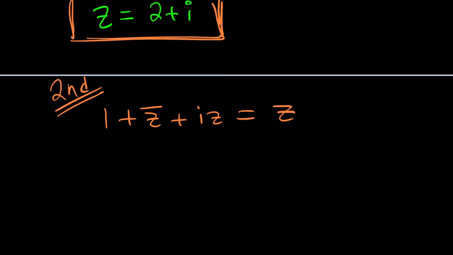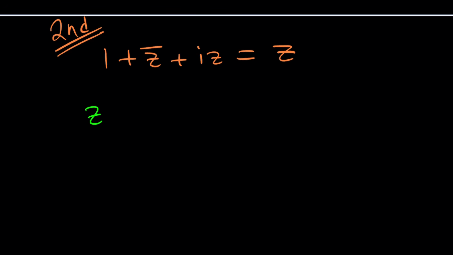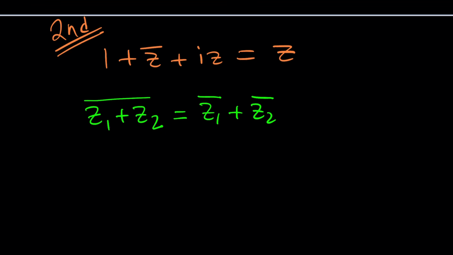So the second method is going to use some properties of complex numbers. And what are they? Well, if you have a sum of two complex numbers, let me go ahead and write it down as a rule so you kind of know how that works, and conjugate the sum. Basically, the conjugate of the sum is the sum of conjugates. So in other words, you can write this as z1 bar plus z2 bar. Make sense? So the bar kind of distributes.